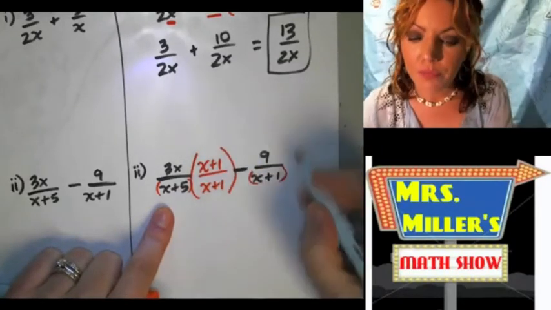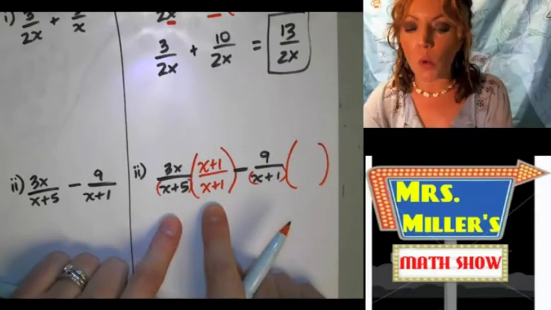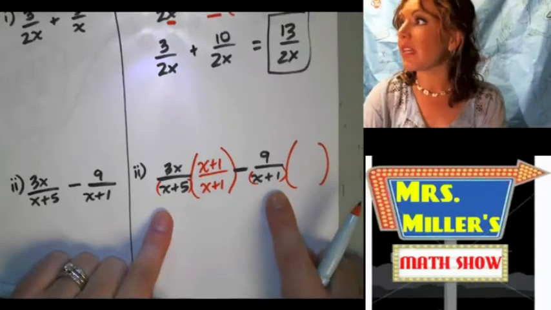Okay. So now this one has both the x plus 5 and the x plus 1. This one has the x plus 1. It's missing the what? The x plus 5.